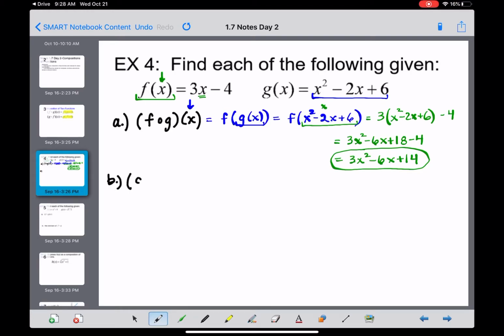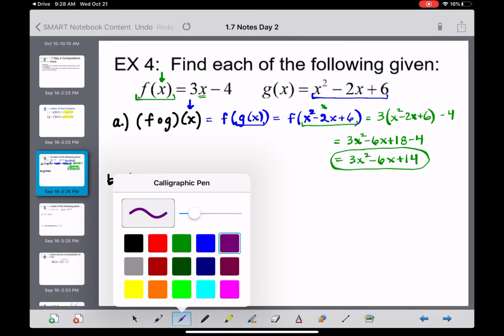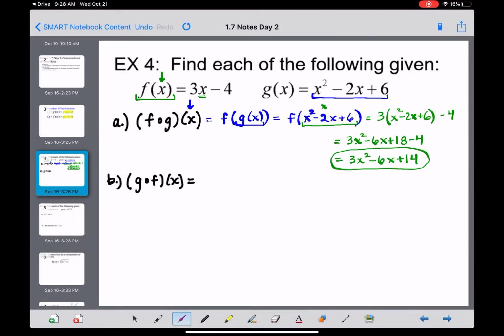So the next one we're going to do is g of f of x, and we're going to see if we get the same thing. This is called the commutative property as you switch them around. So again, I'm going to rewrite it. So g of f of x. So now we're going to replace the f of x here. So we have g of 3x minus 4.